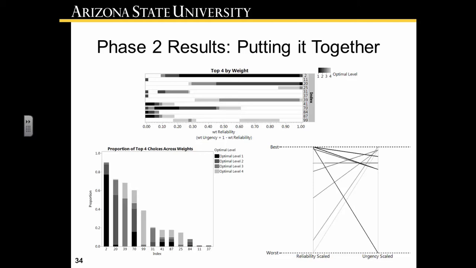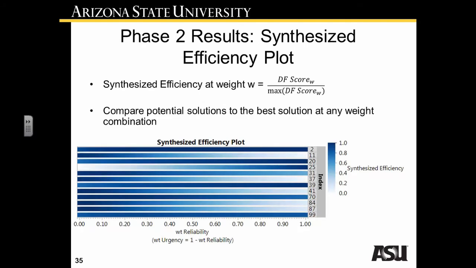So synthesized efficiency is defined as the desirability function score for a given solution at a particular weight, and we divide it by the best or the maximum desirability function score at that same weight. So what we're doing is comparing potential solutions to the best, or I would say optimal, solution at any weight combination. So notice that this plot is very similar to the mixture plot. So again, on the x-axis we have the weight on the reliability, and on the y-axis is again our ID or index column. This plot is on a blue to white scale to help distinguish it from the mixture plot.